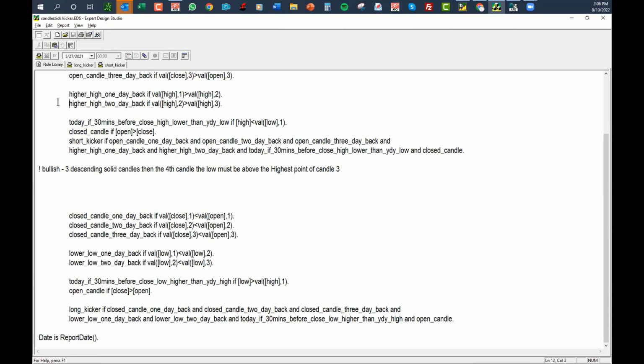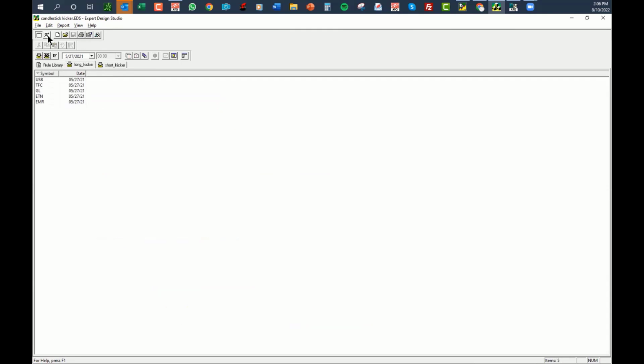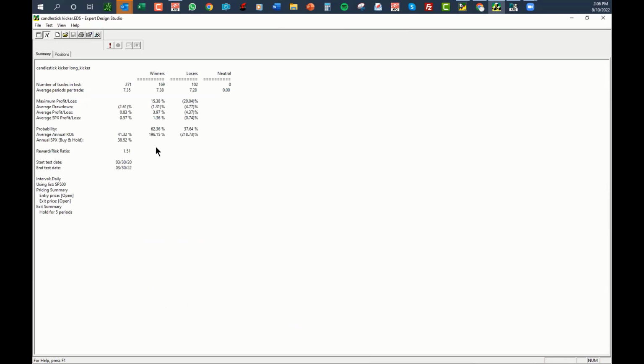So in Expert Design Studio here, obviously, if you've been in here, you know that you have a strategy, and you can run the backtest on it in here. There's a backtest area here. I've already done that. And you can see the number of winners versus number of losers over a different period of time. And so that's an initial stage.